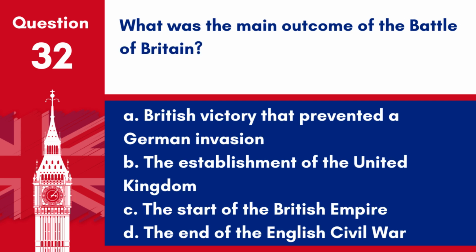Question 32. What was the main outcome of the Battle of Britain? A. British victory that prevented a German invasion, B. The establishment of the United Kingdom, C. The start of the British Empire, D. The end of the English Civil War.